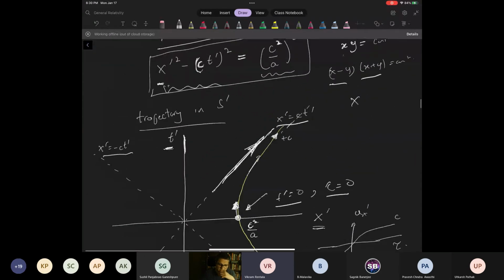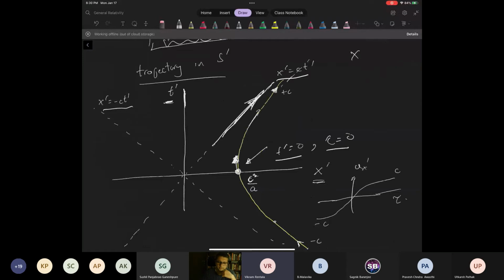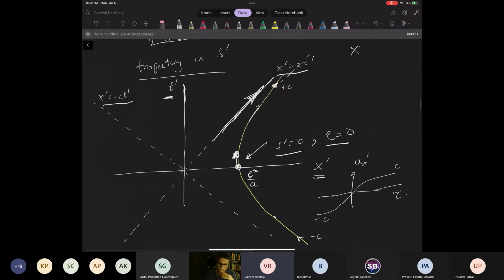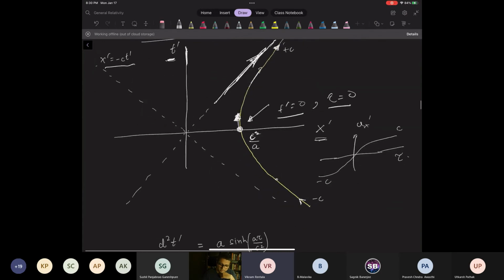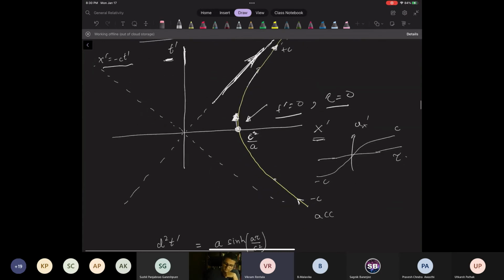Now you could also ask a couple of different questions. So here are a couple of questions that you could ask. The first question that you could ask is what is the acceleration as seen in the frame s prime?